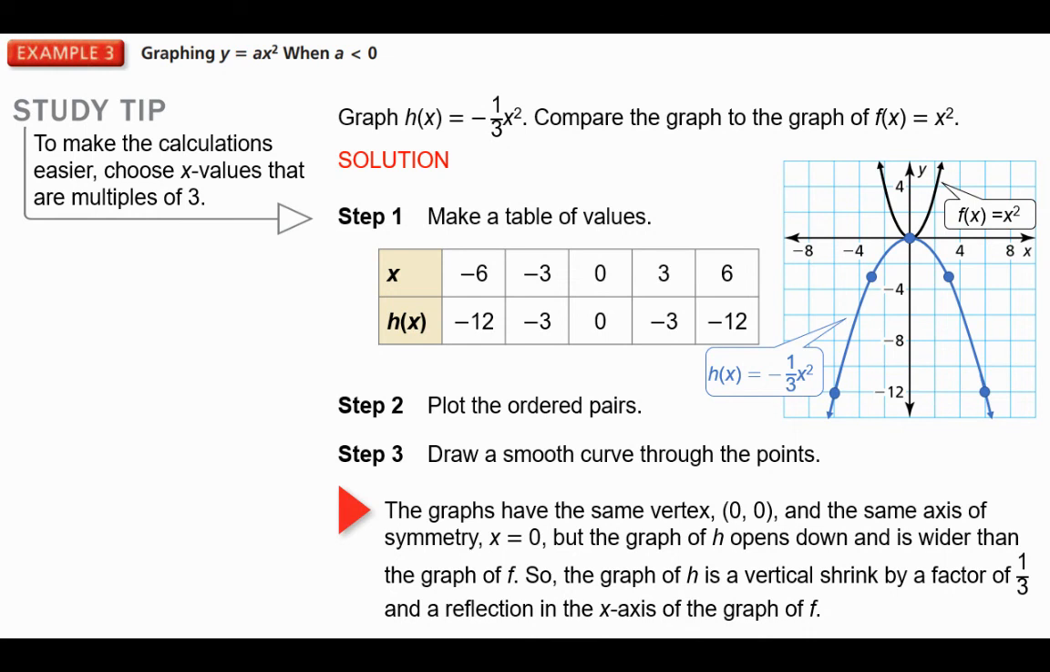The negative has nothing to do with the shrink. It has to do with the reflection. So the negative sign is the reflection. The 1/3 is the shrink.